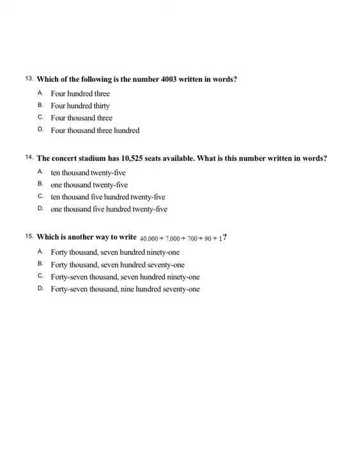Now I want you to work on number 13, 14, and 15 on your own, and then we'll go over them. Looking at number 13, which of the following is the number 4003 written in words? If I use my place value chart, I know that that first side tells me how many thousands, and the second side tells me how many ones. So this is 4,003.